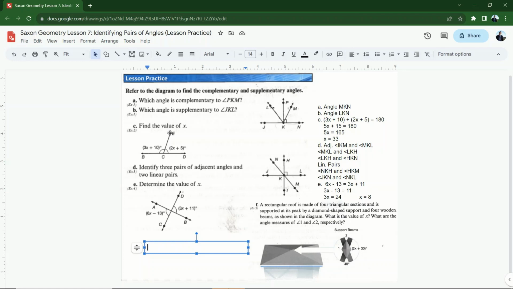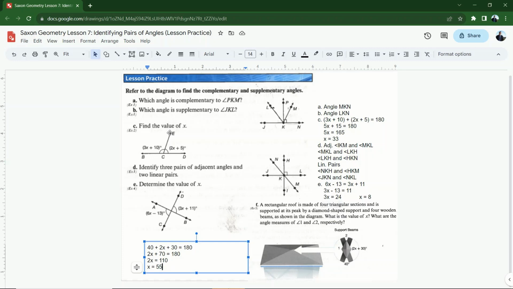I see that the 40-degree angle on the bottom and the 2x plus 30-degree angle to the right have to add up to 180 degrees. So I'm going to combine like terms. 2x plus 70 equals 180. Subtract 70 from both sides. 2x equals 110. x has to equal 55. Let me check that. 55 times 2 is 110. 110 plus 30 is 140. Plus 40 is 180. Yep, checks out.